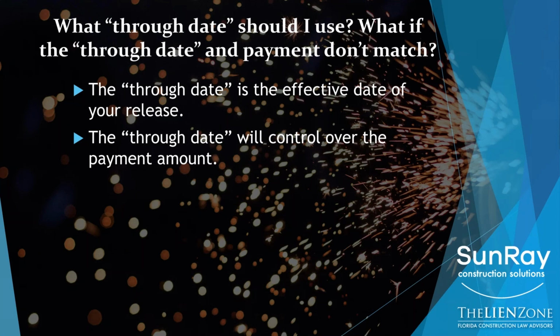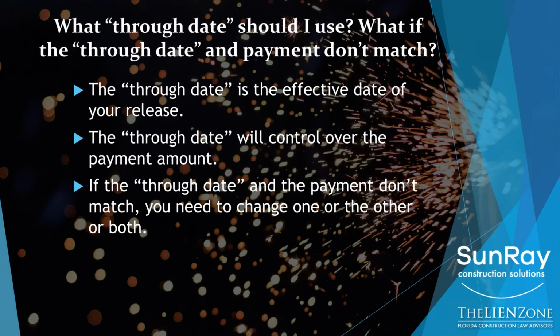Here's the problem. If you pick up a check, especially a check that's a reduced amount, and your release for that payment has a through date later than the date you've actually been paid through, then you have a problem. You need to make sure that the through date and the payment match. So for example, in my example, if you're expecting $100,000 and it gets you to the end of the month, but they're only paying you 75, then you need to change the through date to whatever matches the 75.